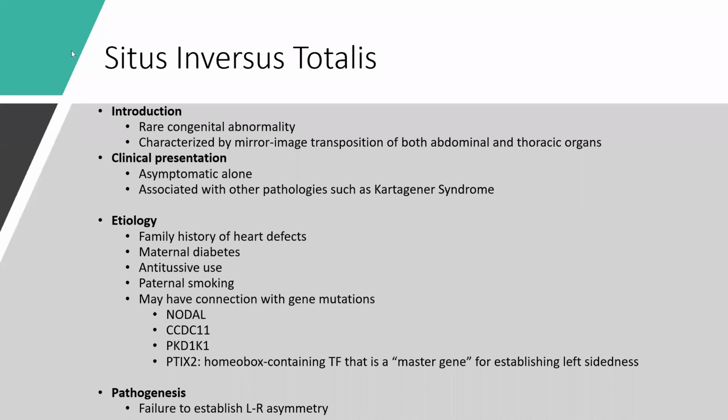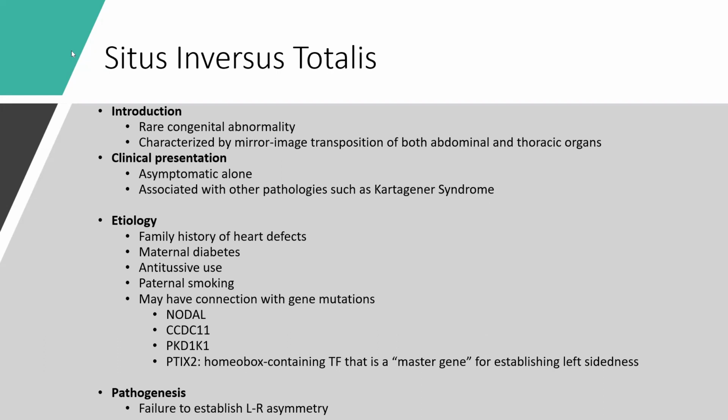So we're going to talk a little bit more about the subcategories of situs inversus, starting with situs inversus totalis. This is a rare congenital abnormality characterized by mirror image transposition of both the abdominal and the thoracic organs. Normally this is asymptomatic. However, it can be associated with other pathologies such as Kartagener syndrome.